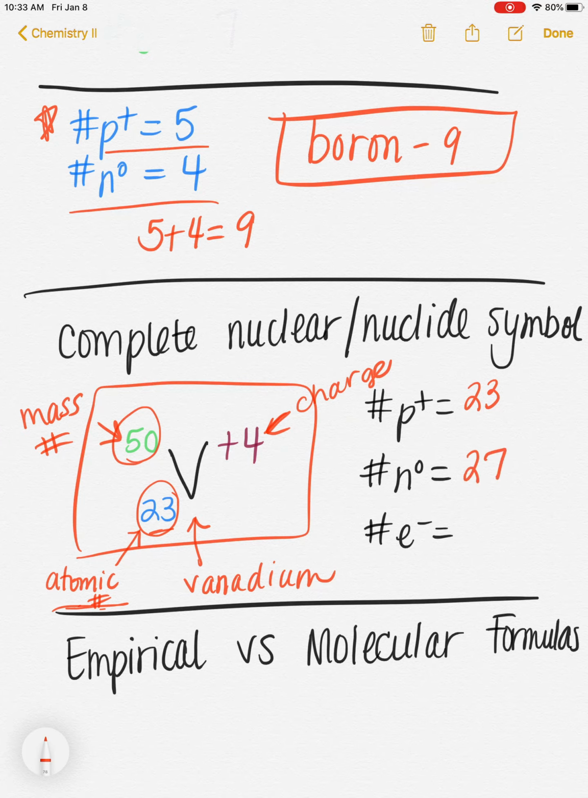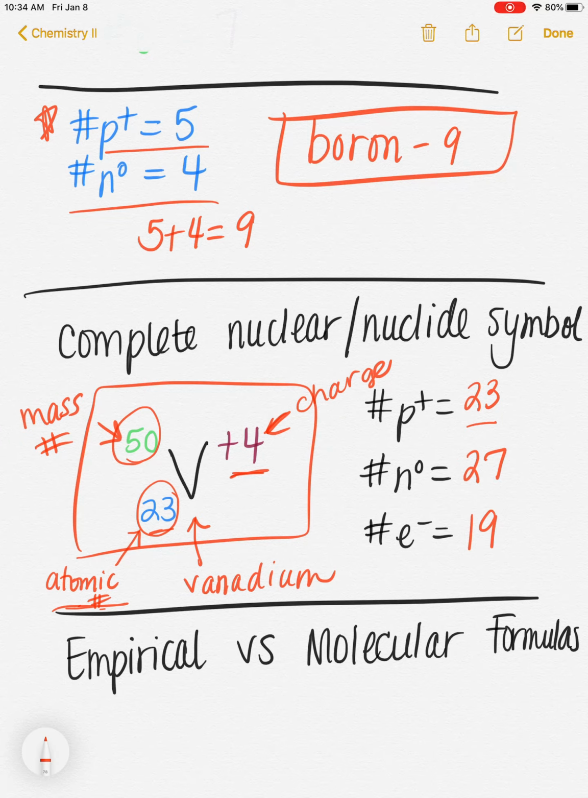Now, electrons. I cannot assume that because there's 23 protons, there's also 23 electrons, because in this case I have a charge. The charge is telling me that I have an overall positive charge, so that means I've got more protons than I do electrons. If I had 23 protons and I know that there's a 4+ charge, that means there are 4 more protons than electrons. So if I take 23 minus 4, that tells me that I've got 19 electrons.